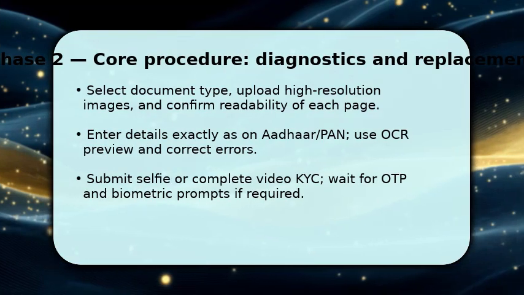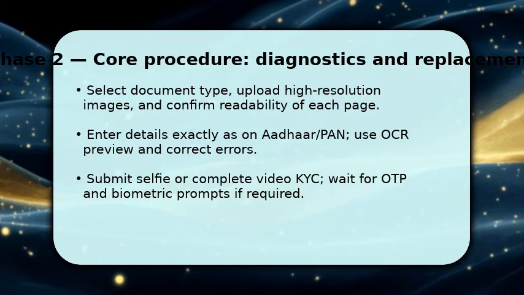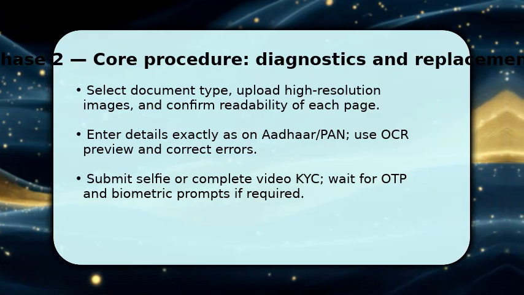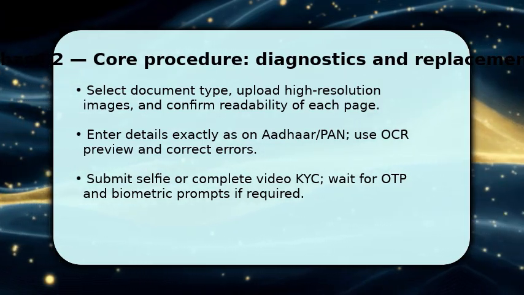You'll next upload documents carefully. Choose Aadhaar or PAN, then capture or upload clear, well-lit images. Use the app's OCR preview to spot and fix mismatches. This is why exact spelling and format matter.